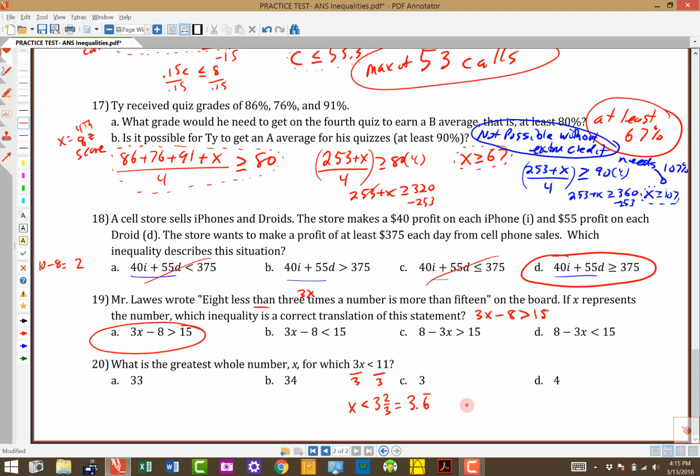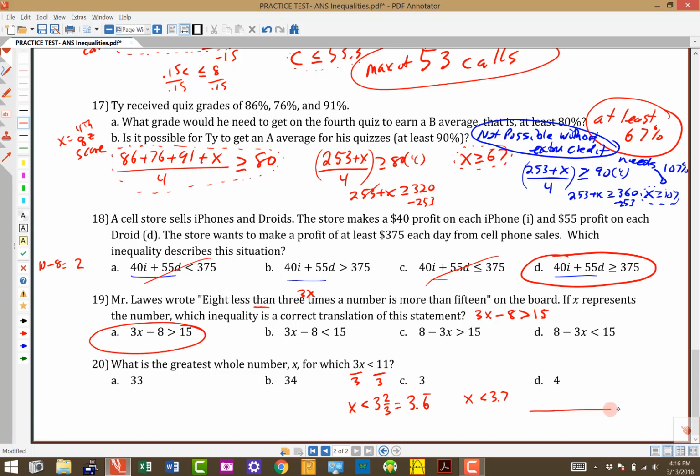Okay, so here's the inequality I want to focus on. The answer is less than 3.6. Actually, let's go ahead and round to the nearest tenth, so 3.7. It wants the greatest whole number for x for which 3x is less than 11. So if we solve that, we get x is less than 3.7. Now remember, the answers to these have nothing to do with rounding, so we're not going to round that up and say that the answer is 4.